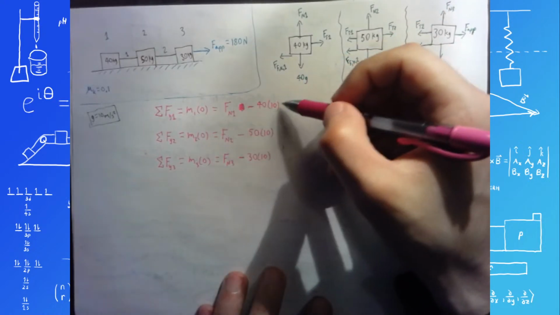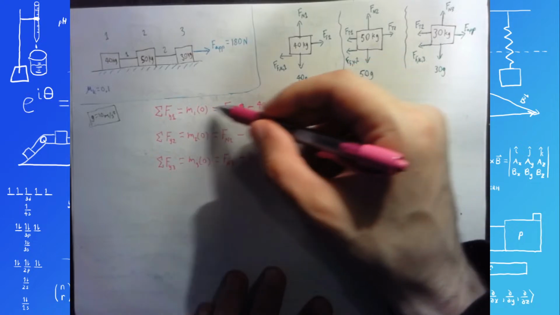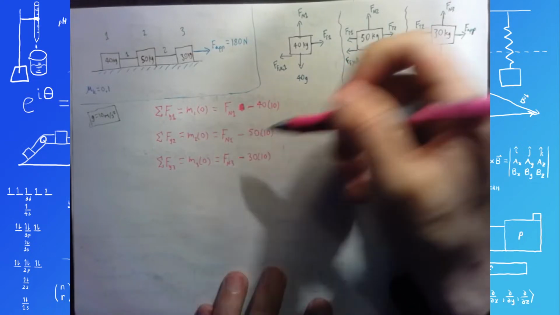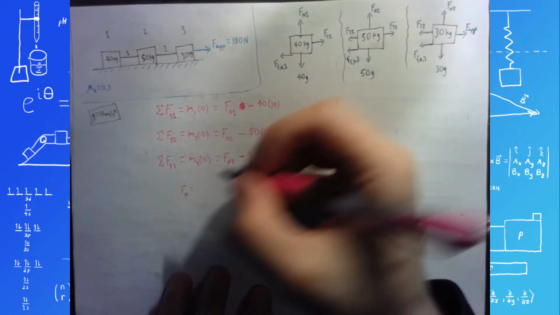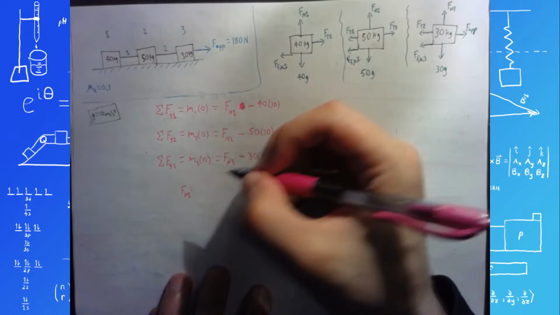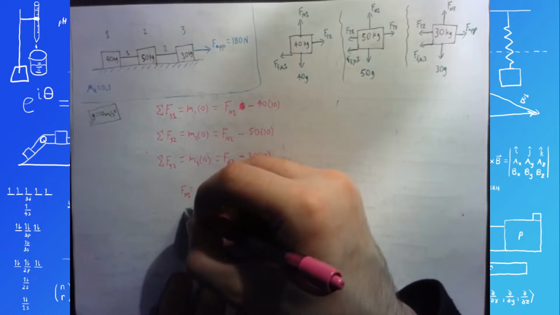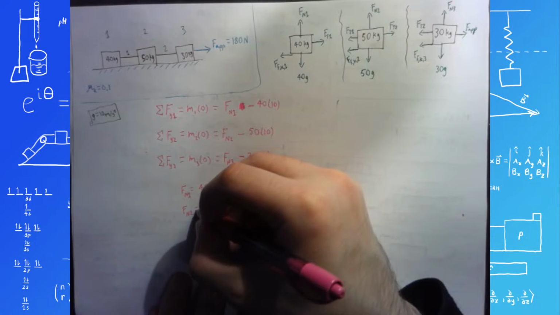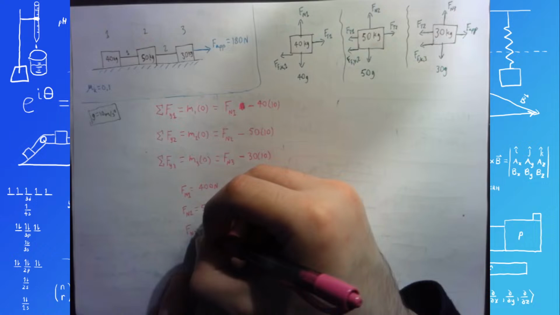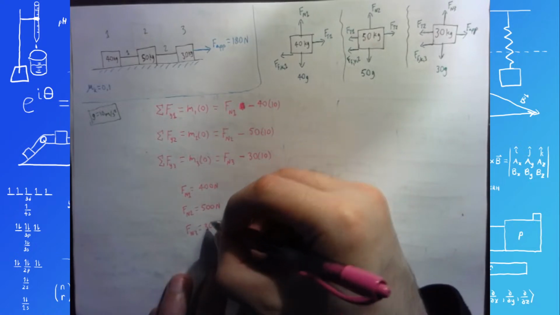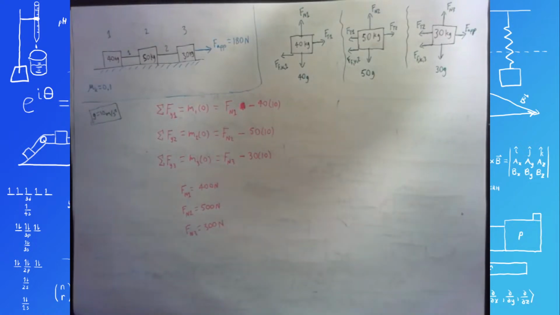Okay, so normal force 1 would have to be equal to 400 in order for this to be 0. Normal force 2 would be 500, and normal force 3 would be 300. So normal force 1 is 400 newtons. Normal force 2 is 500 newtons. And normal force 3 is 300 newtons. And we actually need these normal forces, even though we weren't told to calculate them. We're going to have to calculate them anyway, because that's the only way we can calculate the friction forces.